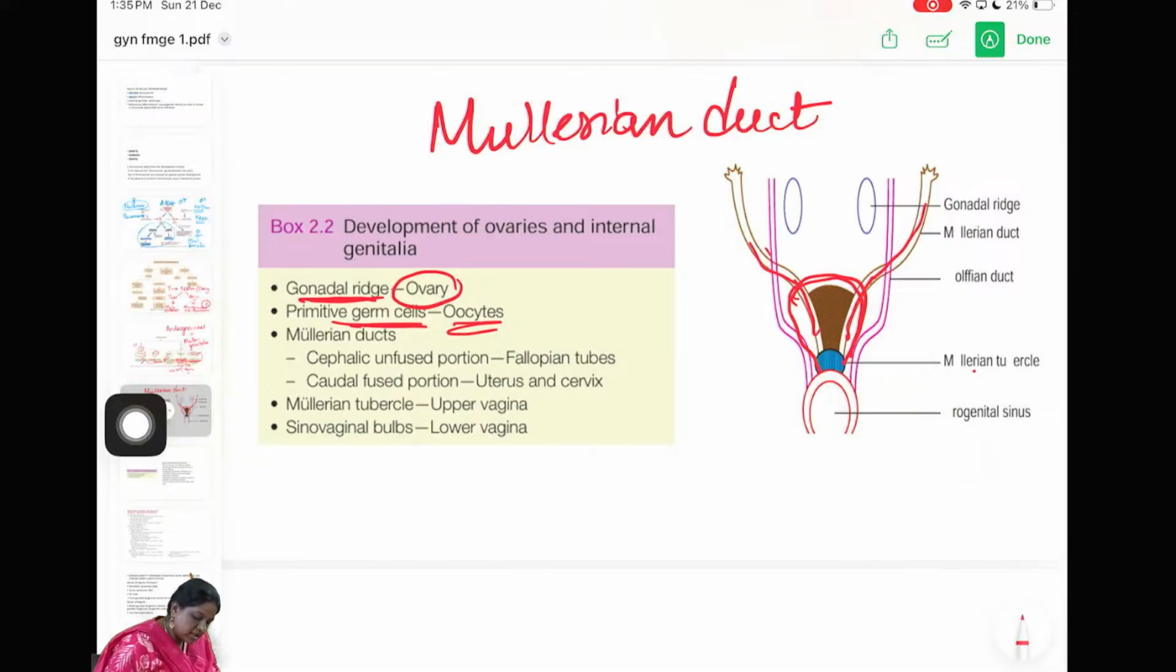Then there is going to be the Mullerian tubercle and urogenital sinus. These two are going to give rise to the upper and the lower part of the vagina. You understand? The unfused portion is going to be the fallopian tube.